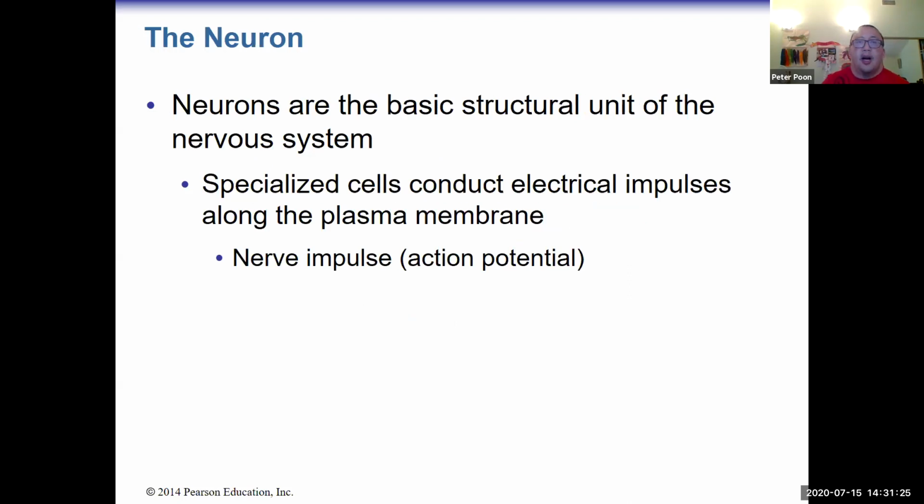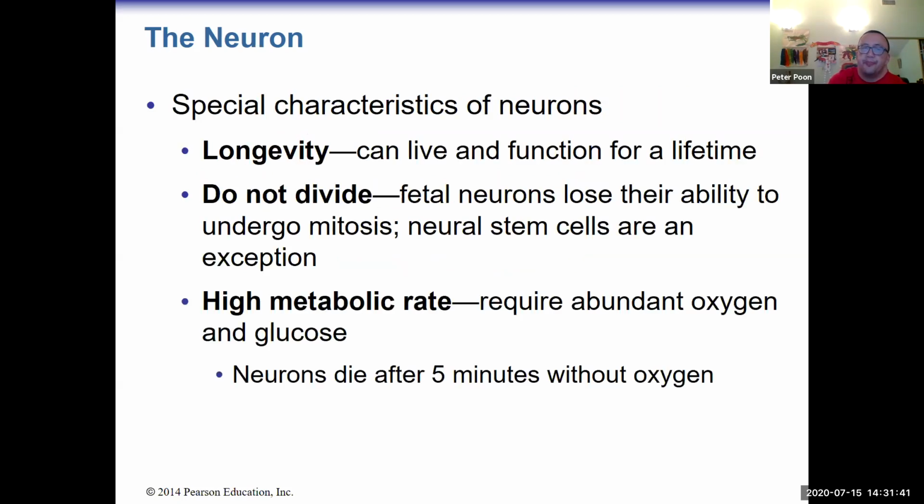All right. Neurons are the basic structural unit of the nervous system. They're specialized cells that conduct electrical impulses along the plasma membrane. So you have a nerve impulse, which is also known as the action potential. Some special characteristics of neurons: one is they're really long-lived. You're born with most of the neurons that you die with, so they live and function for a lifetime.